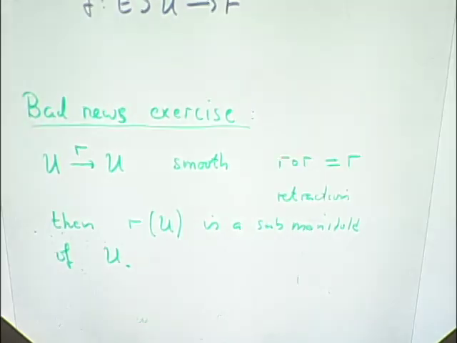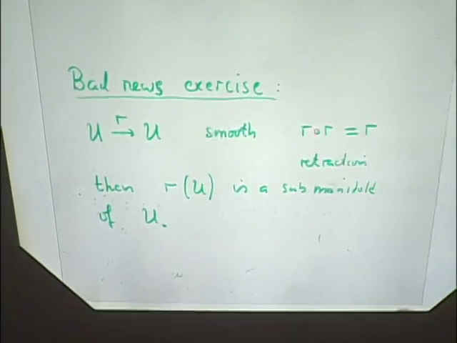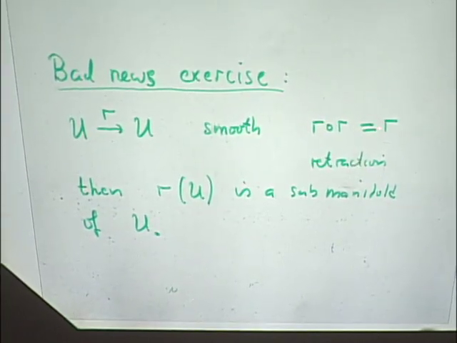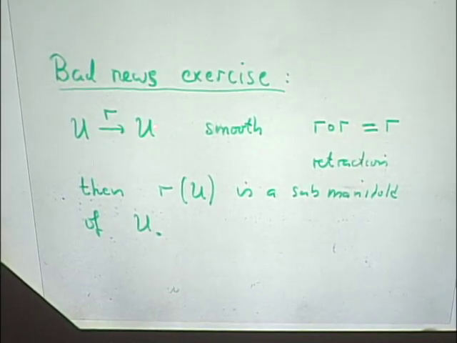So now here's the word retract. And I show you if there would be smooth retractions, for some notion of smoothness, you can immediately generalize differential geometry. However, the bad news exercise is the following. If you have a map R from U to U, R is a possibly nonlinear map, which satisfies the property that R composed with R is R. Let's call this a retraction. Let's assume it's smooth. Then by the simple implicit function theorem, which is valid in this context, you can show that the image of an open set is a submanifold of U.